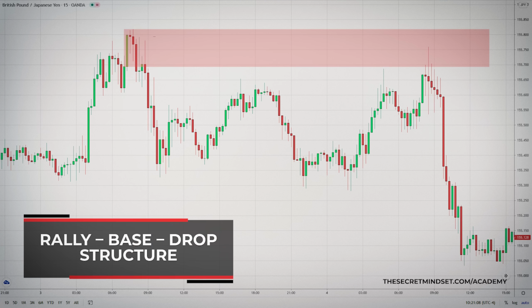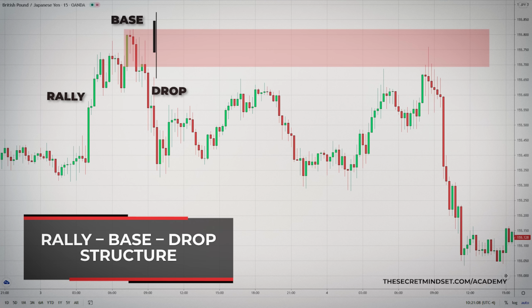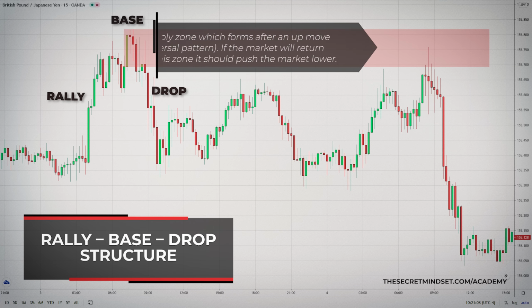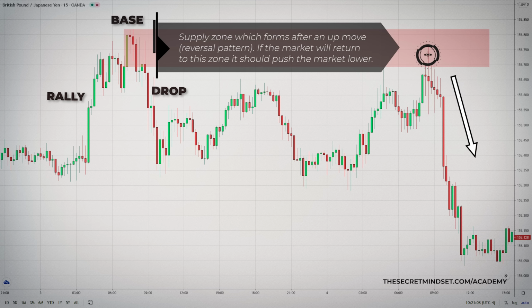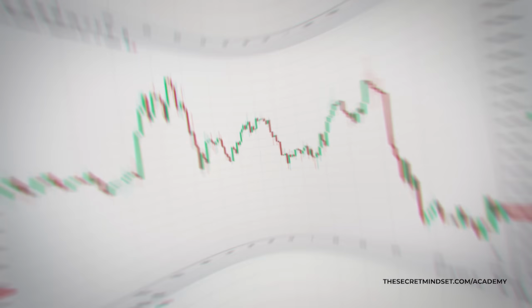On the opposite side of the scale, we have the rally base drop zones. These zones form when the market reverses from moving higher to moving lower. And when this construction is complete, a supply zone will have formed in the market, which should cause the market to fall. Again, a reversal structure.